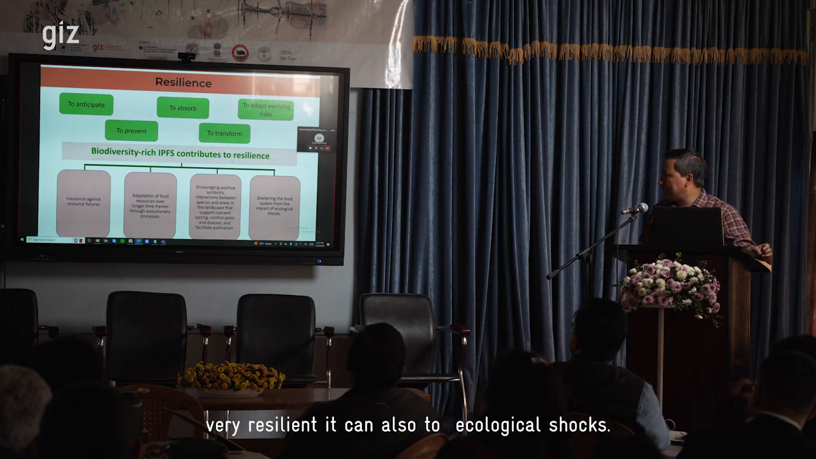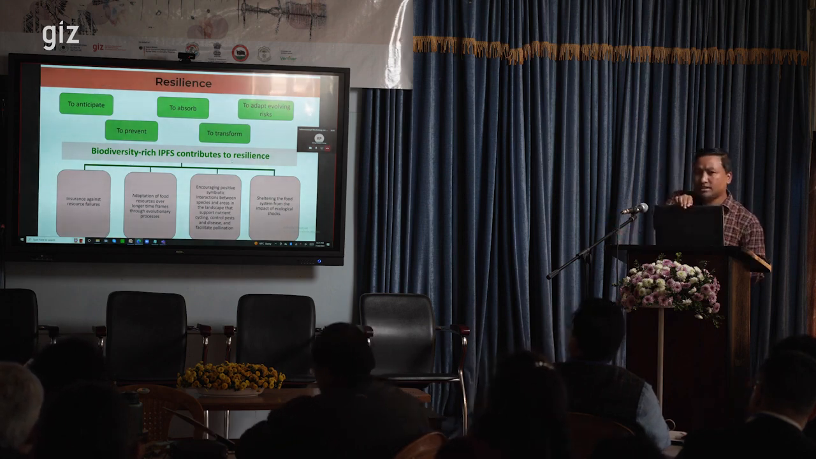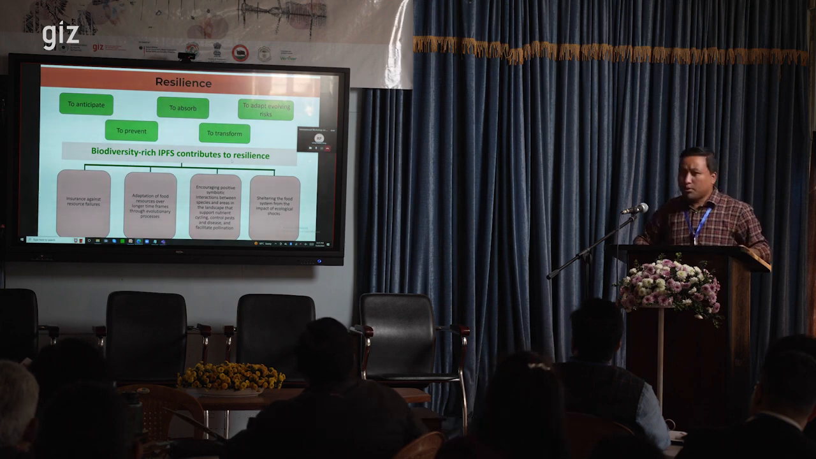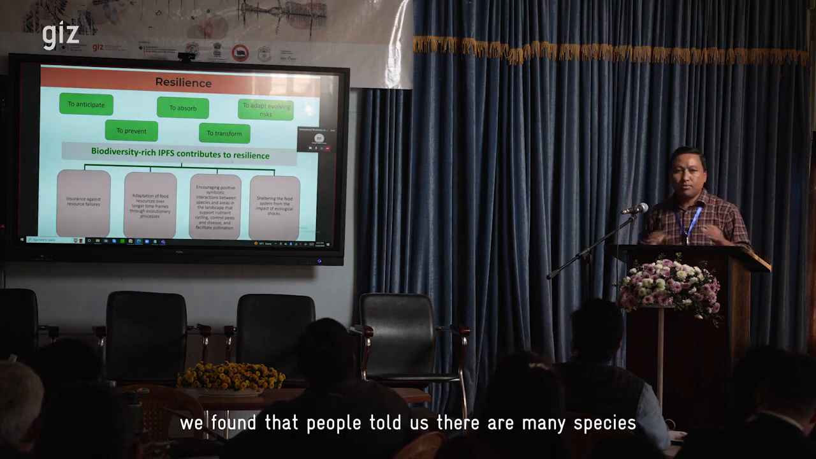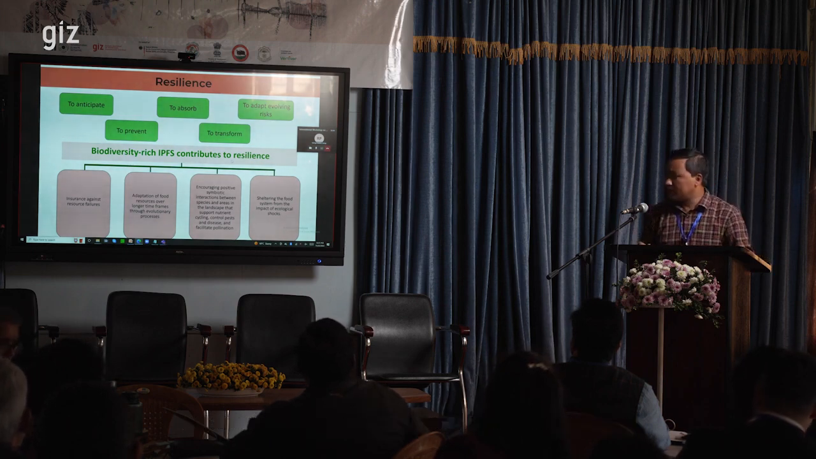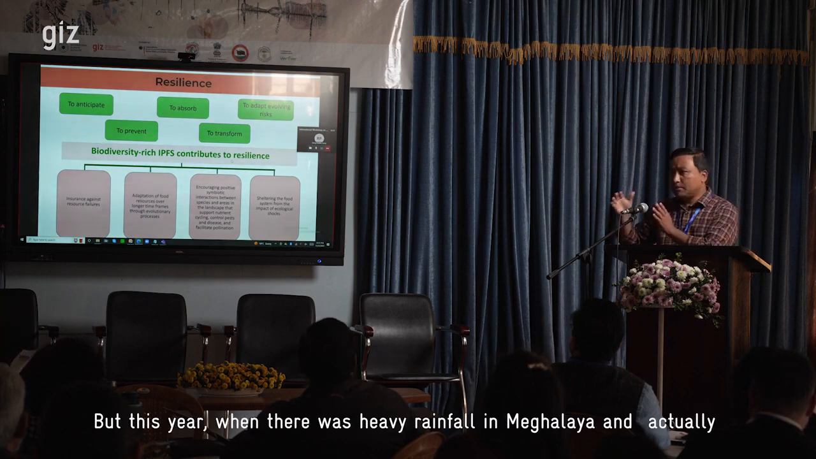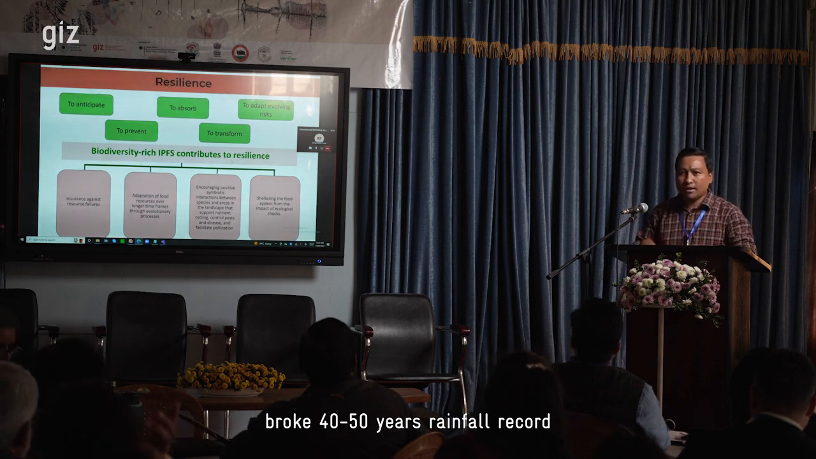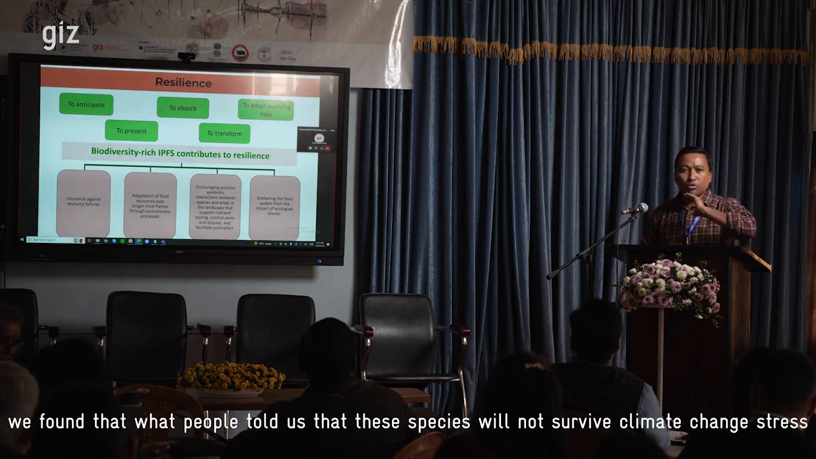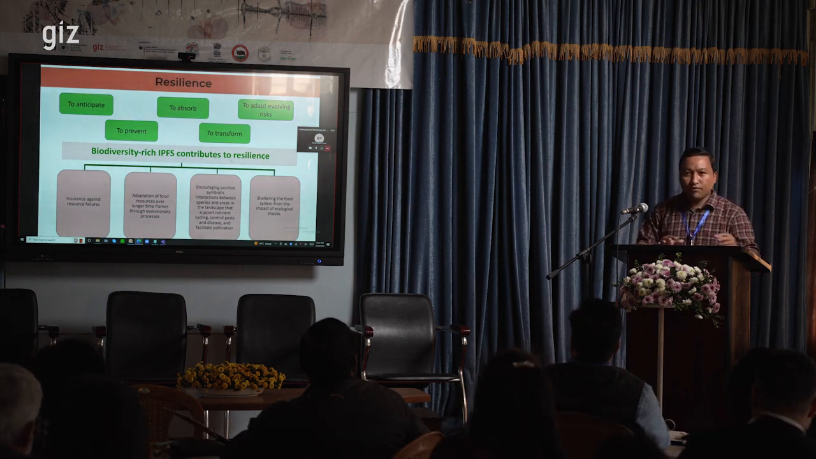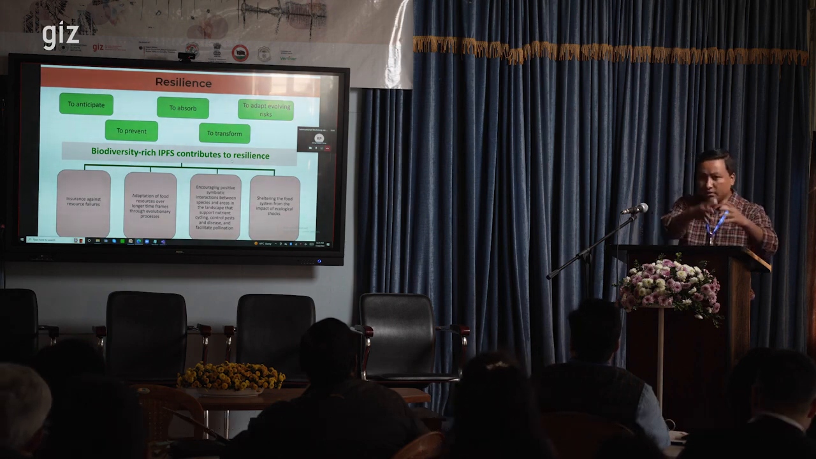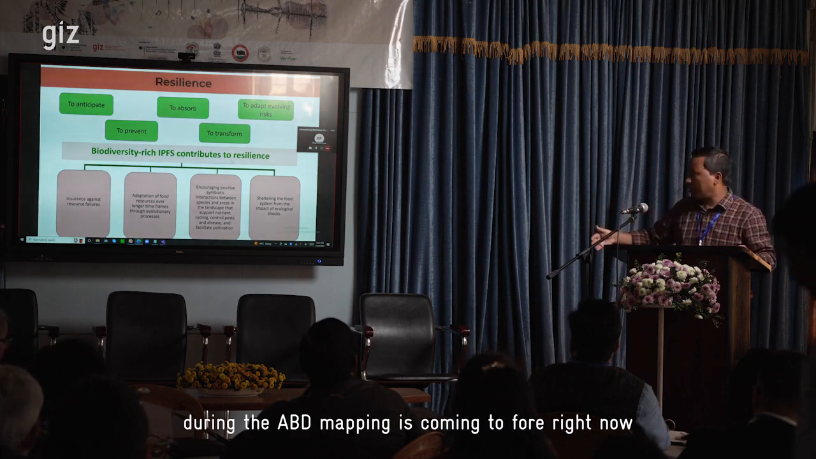Because the system is very resilient, it can also adapt to ecological shock. The only example I can give you for this is that when we were doing our agrobiodiversity mapping, people told us there are many species which are very resilient to climate change. We didn't believe them. But this year, when there was heavy rainfall in Meghalaya, I think we broke a 40-50 year rainfall record. We found that the species people told us would not survive climate change stress indeed didn't survive. So the knowledge that people gave us during the agrobiodiversity mapping is coming to the fore right now.